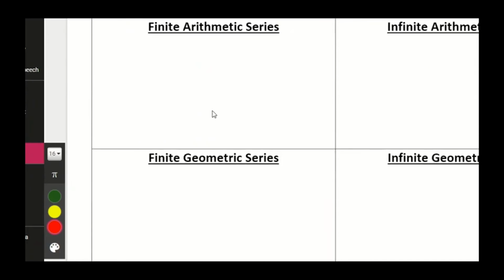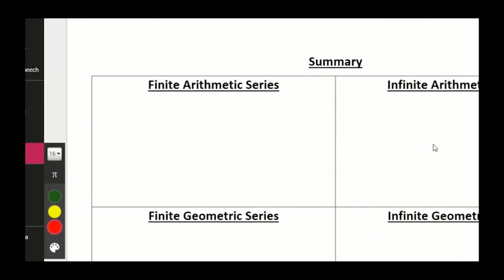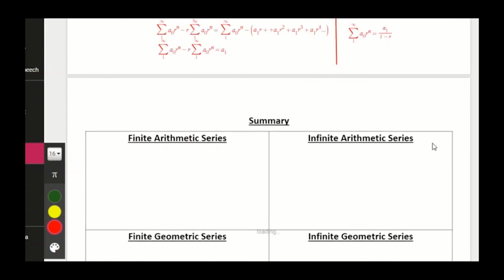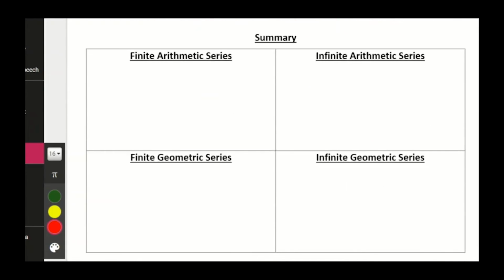So let's sum up here. We've talked about a lot. Let's summarize what we've discussed so far. We saw that for both arithmetic and geometric series, there are ways that we can compute the sums. For a finite arithmetic series, we are going to use this formula.